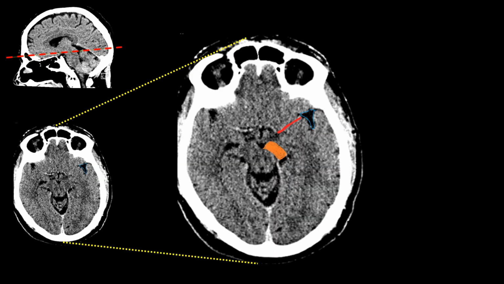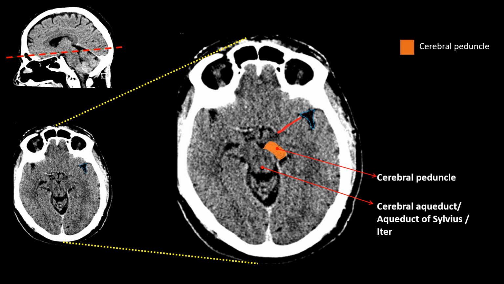This is still at the level of the midbrain. One can appreciate the ventricle of the midbrain, which is called the cerebral aqueduct or aqueduct of Sylvius, or also called as iter. The anterior part of the midbrain is the cerebral peduncle, where important tracts pass through like your corticospinal tract. The space created by the Sylvian fissure is the Sylvian cistern, where middle cerebral artery creeps through.